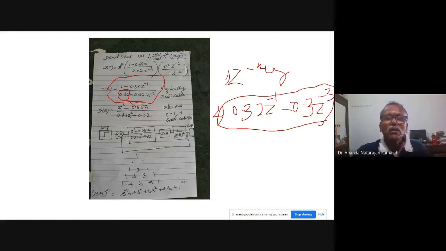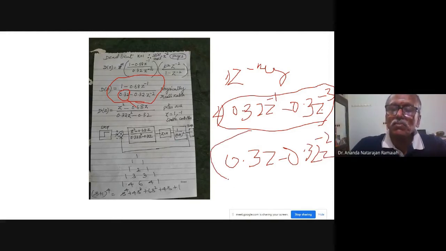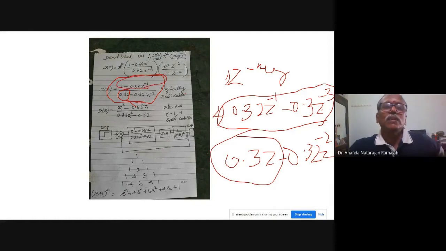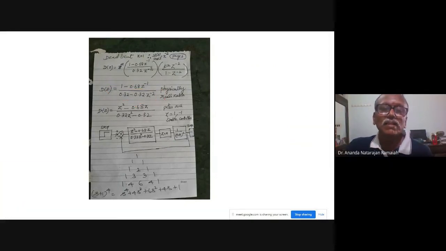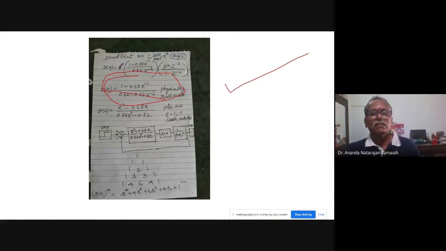What do I have to do? Multiply the numerator and denominator by z. You will get 0.32 minus 0.32 z power minus 2. So like that you will get one constant term. Once you get that, you have to check whether there are any positive powers of z in the numerator. No positive powers. That's why it is physically realizable. So that is the first step: we have to check whether the designed controller is physically realizable or not. Yes, it is physically realizable.